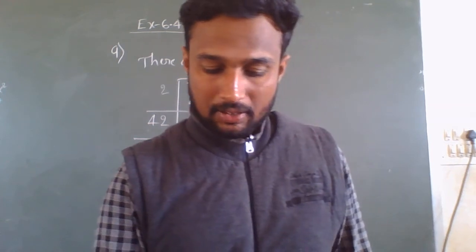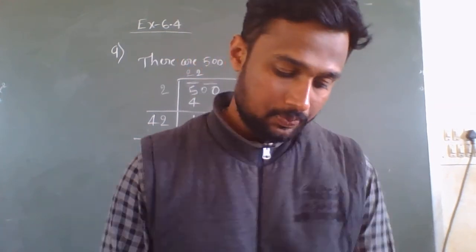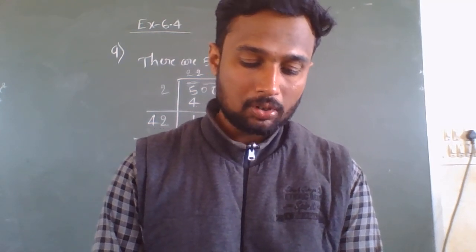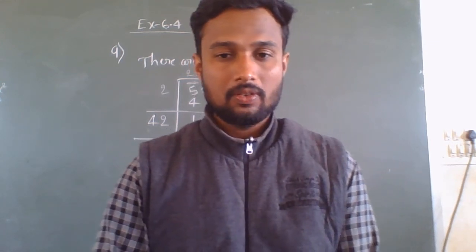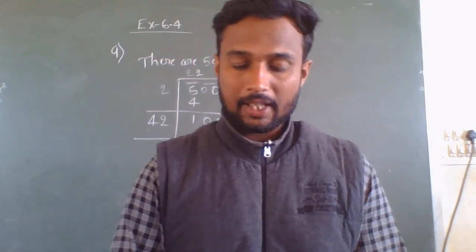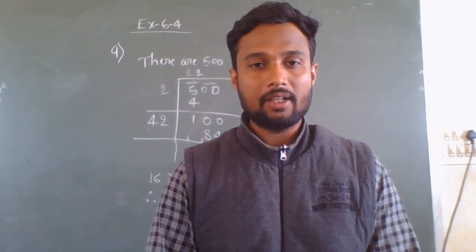So this completes your exercise 6.4. Complete all examples and exercise problems of chapter 6, squares and square roots. And if you get any doubts, you can contact me. And in the next class I will continue with your 7th chapter, cubes and cube roots.